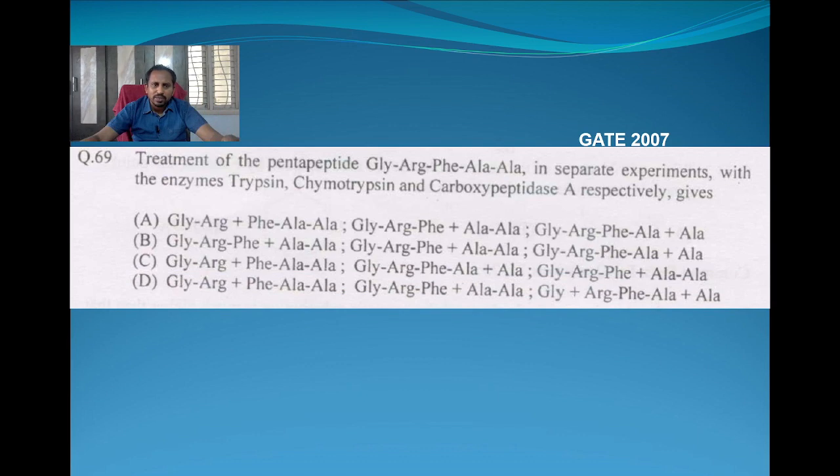Okay, moving to the next one. This is the question for you. A pentapeptide, 5 amino acids combined, is treated in separate experiments with enzymes. In one experiment, the pentapeptide is given trypsin. In another experiment, the same pentapeptide is given chymotrypsin. In another, it is given carboxypeptidase A respectively. What will be the products? In the first case, trypsin is given. Trypsin only cuts at lysine and arginine, so it will cut at arginine.